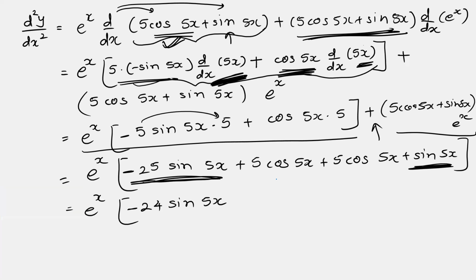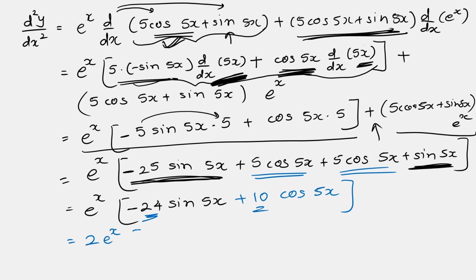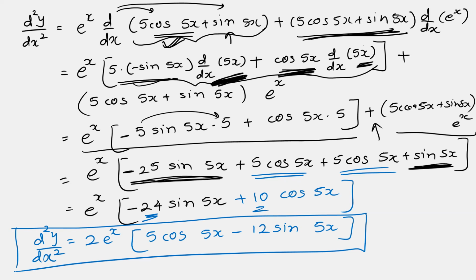And then next is plus 5 cos 5x plus 5 cos 5x, so plus 10 cos 5x. I can see that 2 can be taken common from both, from 24 and from 10. 2 into e to the power x. I can see that something is positive, so let me write the positive number. I'm writing 5 cos 5x first, minus 12 sin 5x later, and that is our d2y by dx2. And that's actually given in your CRT.